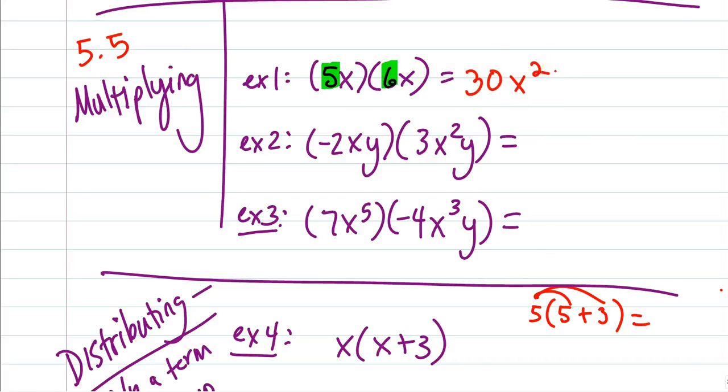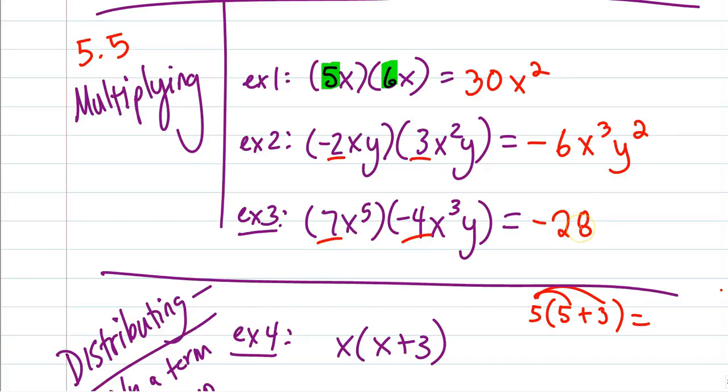Notice here we're not adding them, we are multiplying, so we use the rules for multiplying. Next one, I have the negative 2 times 3. Those would multiply to give us negative 6. X times x squared would multiply to give us x to the third. And y times y would be y squared. Like I said, these rules should be a review at this point because we've had a previous section going over all the laws of exponents. 7 times negative 4 would give us negative 28.